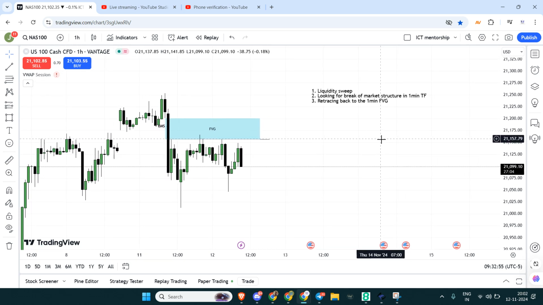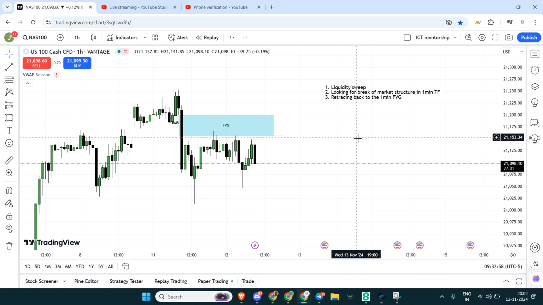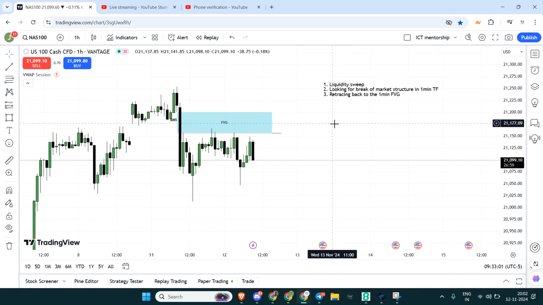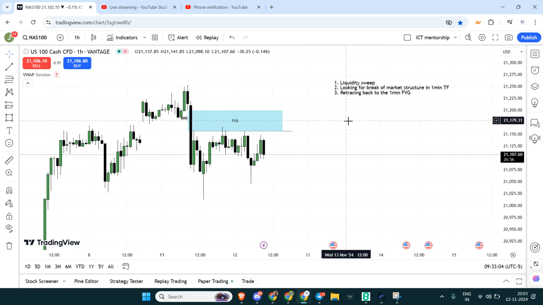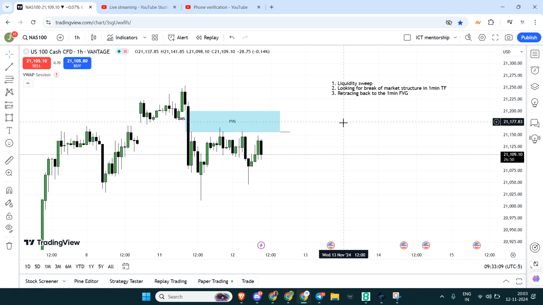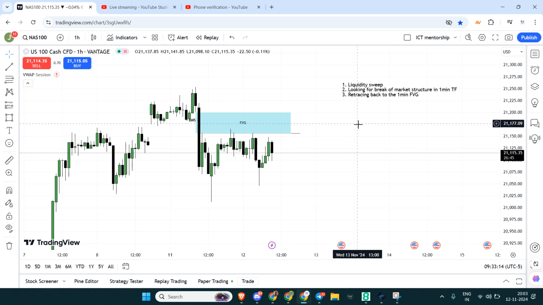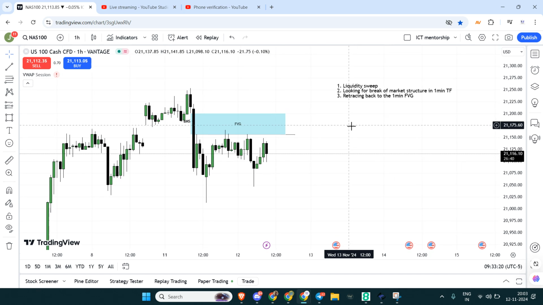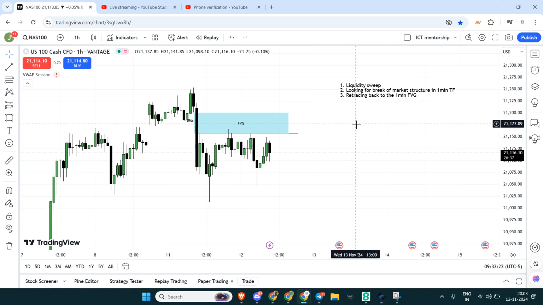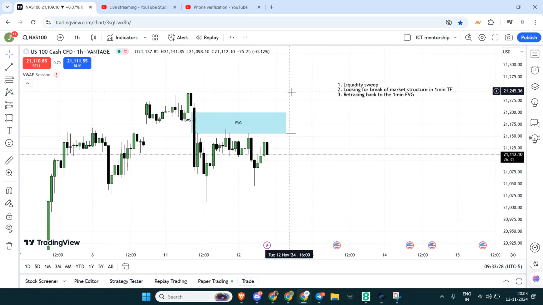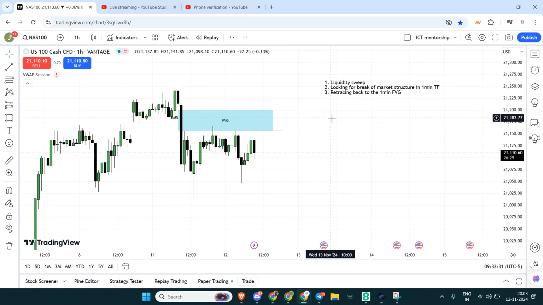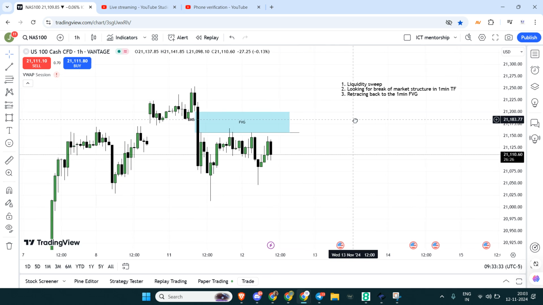Maybe you'll be asking why I'm taking the 1 minute chart. I can take 3 minute, 5 minute, and many other time frames, but the thing is, the Nasdaq and the US indices are very volatile. If you want to enter a trade with small risk, you need to take the 1 minute time frame chart. It will be much easier, and you can enter into a trade much earlier.